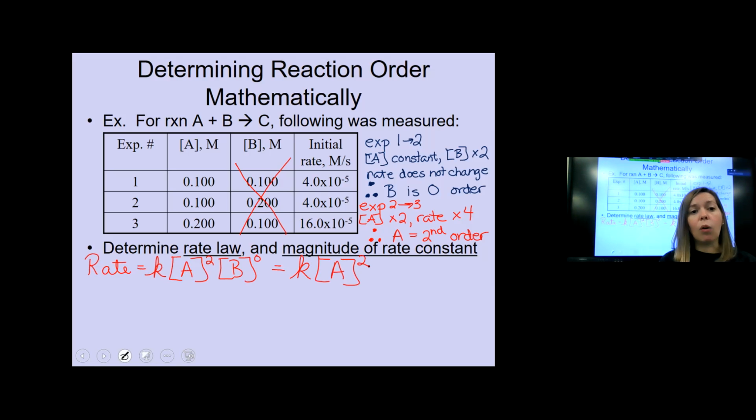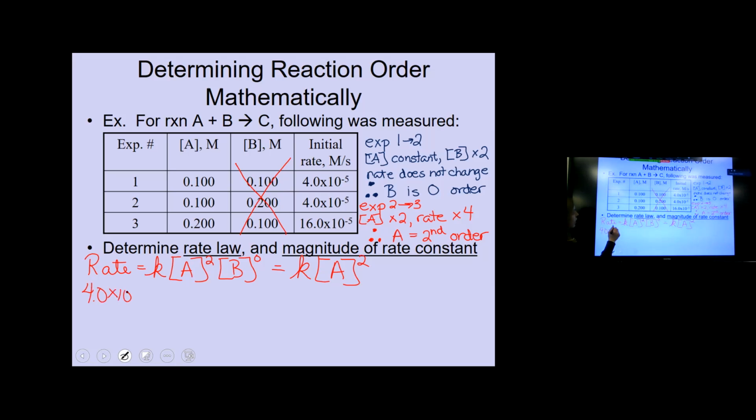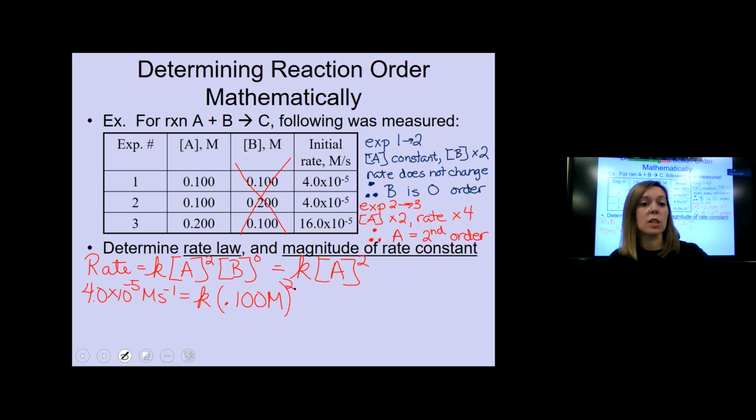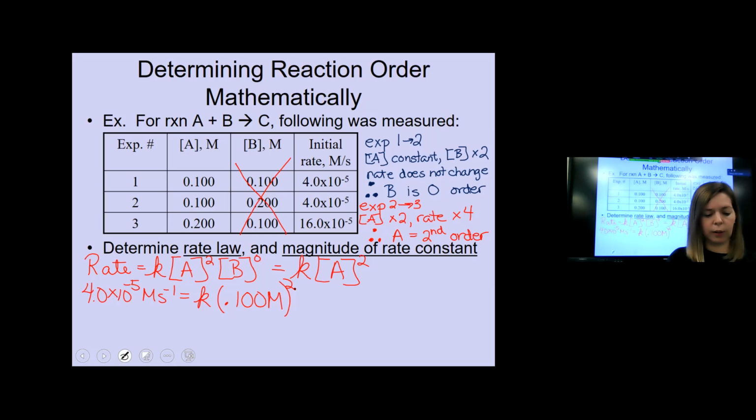All right, now what we are going to do is pick an experiment. Any one of the experiments, it does not matter. We are going to plug the values in, solve for k, and solve for the units of k. I normally pick experiment 1 just because it's at the top. So you plug in the values from there. That would be 4 times 10 to the -5 molarity per second equals k, that's what we're looking for, times the concentration of A, 0.1, squared.